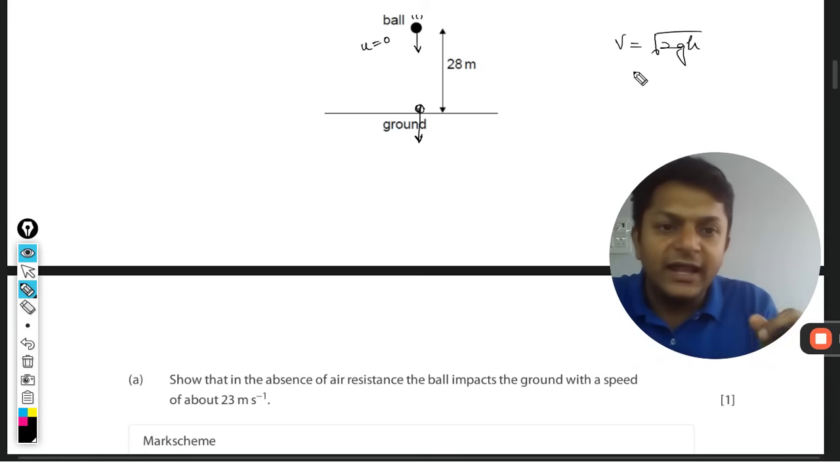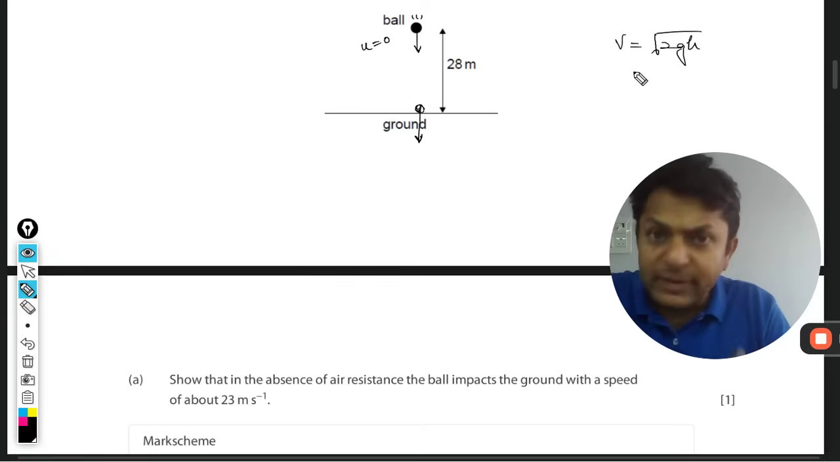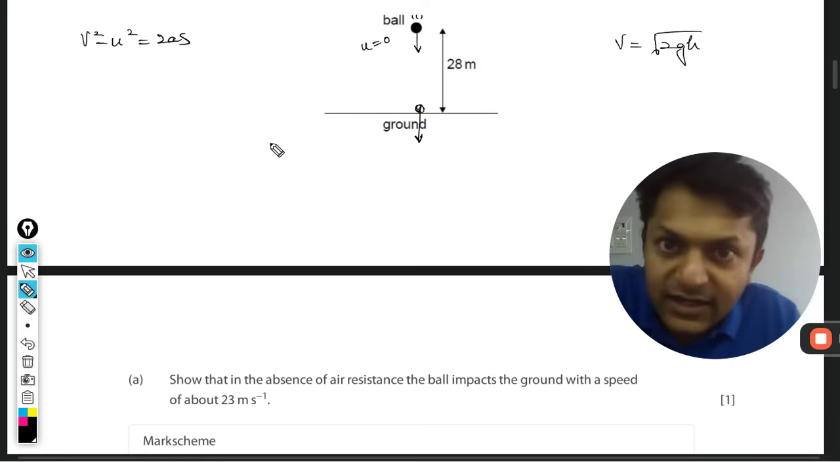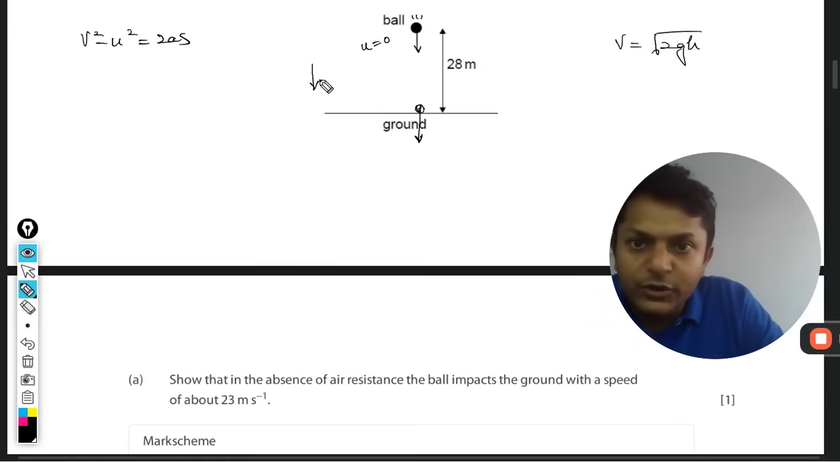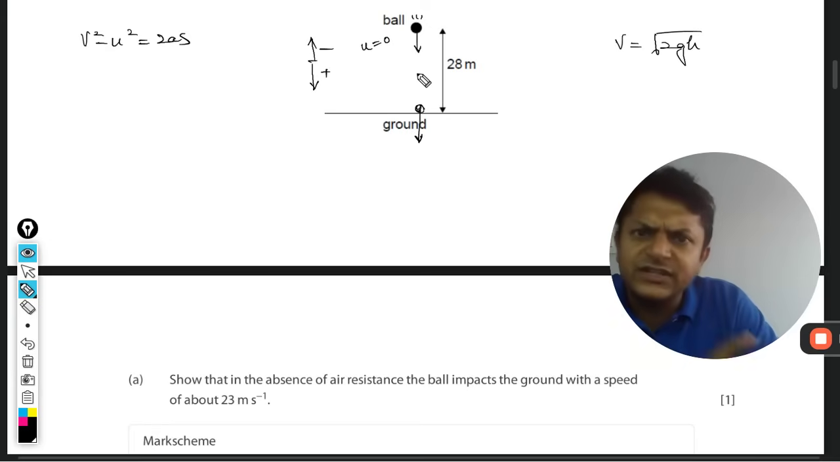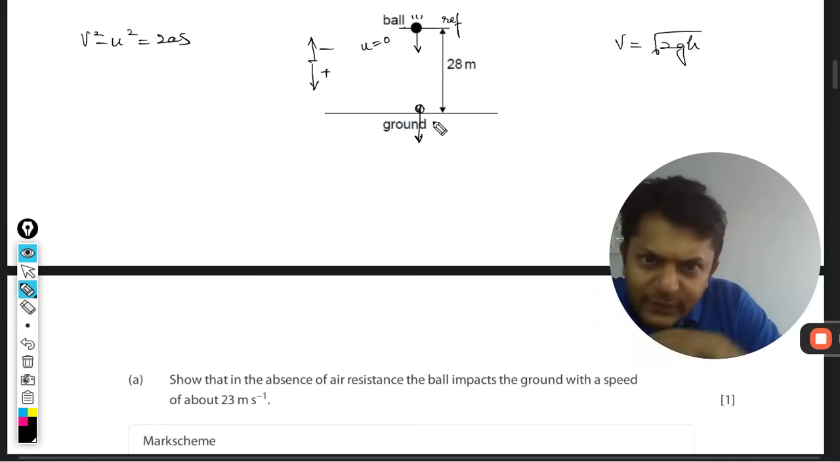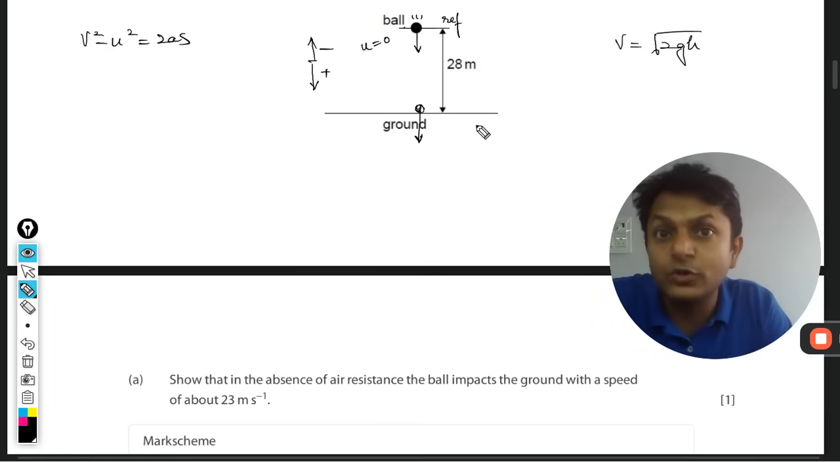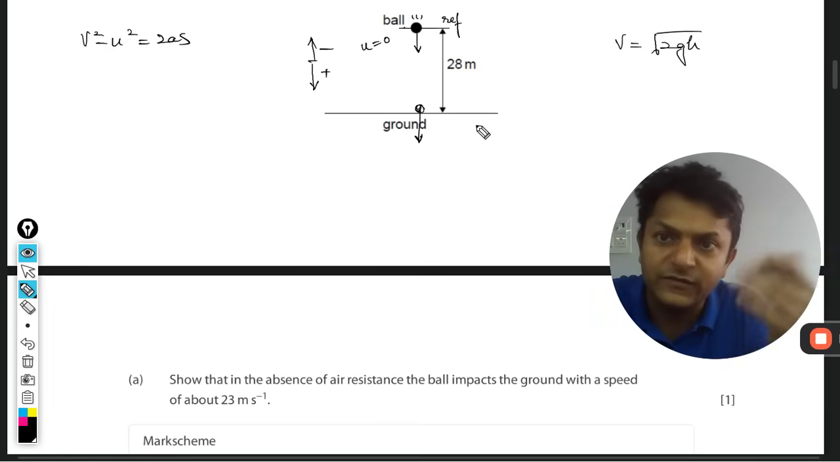And if you don't remember this, then you have to go for the SUVAT equation. Like what it will be: v squared minus u squared is equal to 2as, and we would be using the sign convention. So one direction will be taken positive, another will be taken negative. As I've always said, you can choose any sign convention. In this case, everything is downward. This point will be taken as a reference. So the displacement is downwards, the velocity is downwards, acceleration is downwards. So it makes more sense to take the downward direction as positive.